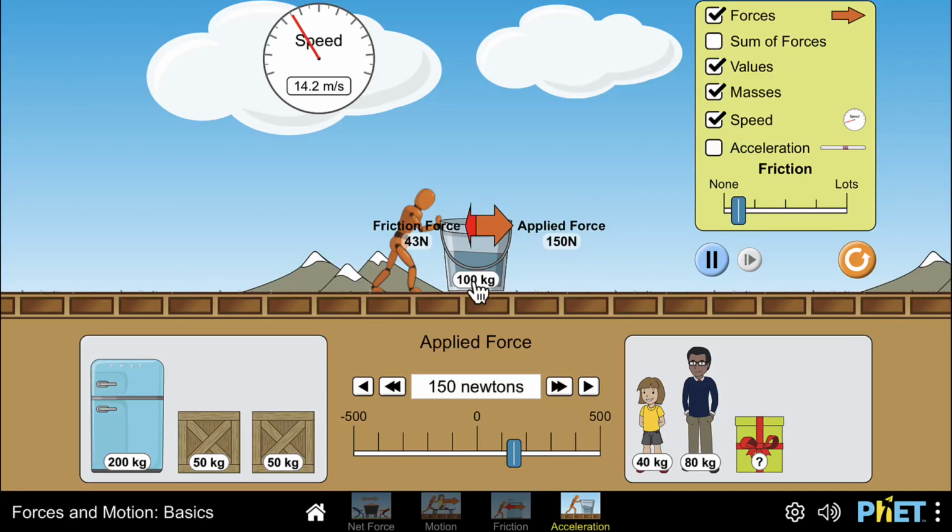and then divided by 100, so the acceleration must be 1.07.